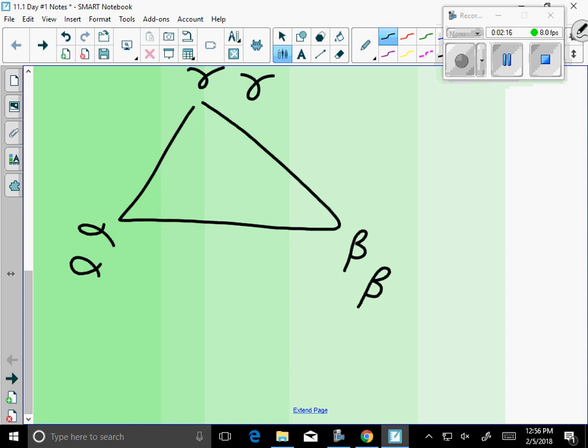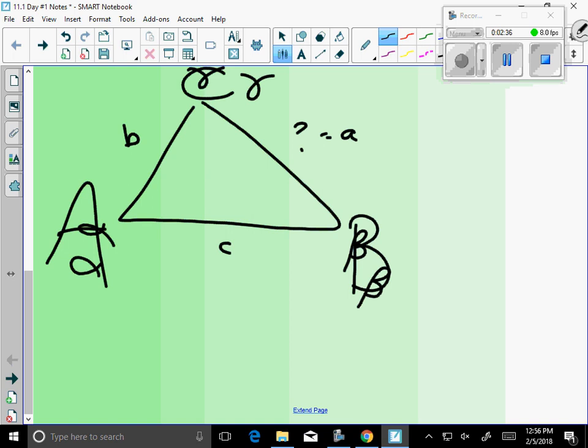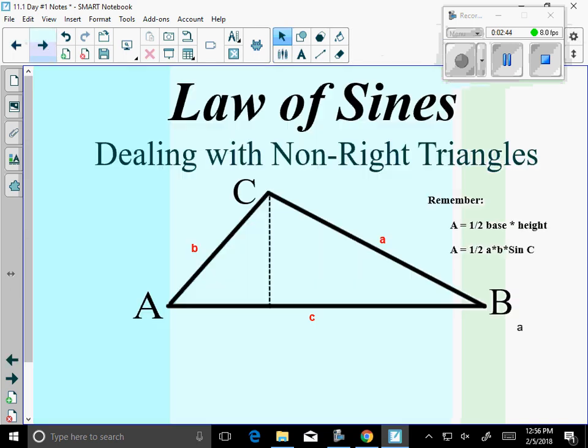Okay, now, the sides. The sides are always across from the angle given. So let's call this angle A. What would this side over here be? Side A, yeah. If this was angle B over here, here's angle B. That's Greek for B. This would be side B. And angle C, this would be side C. So the side is always across from the angle, okay? Now I'm going to prove to you the law of sines using this slide.